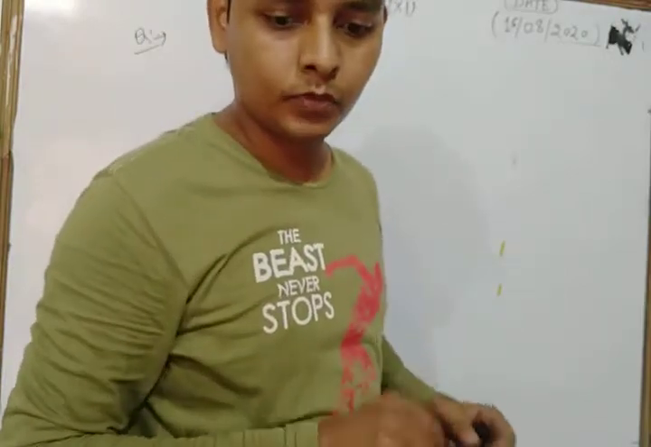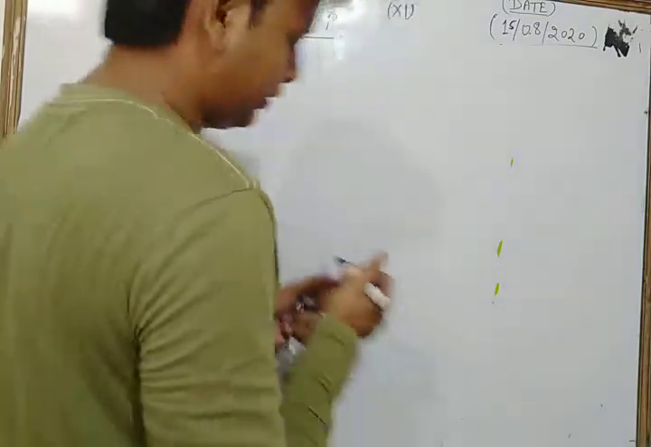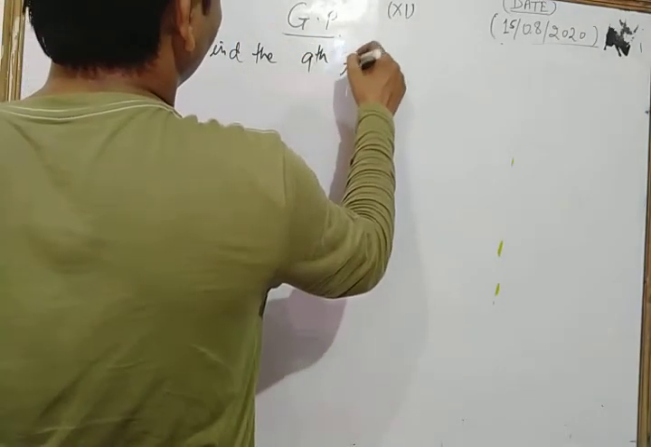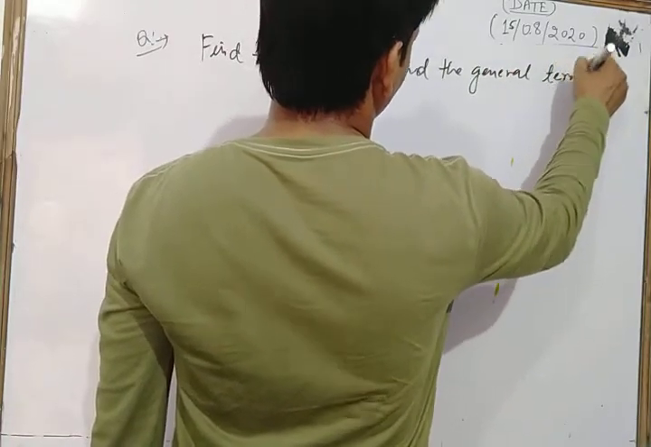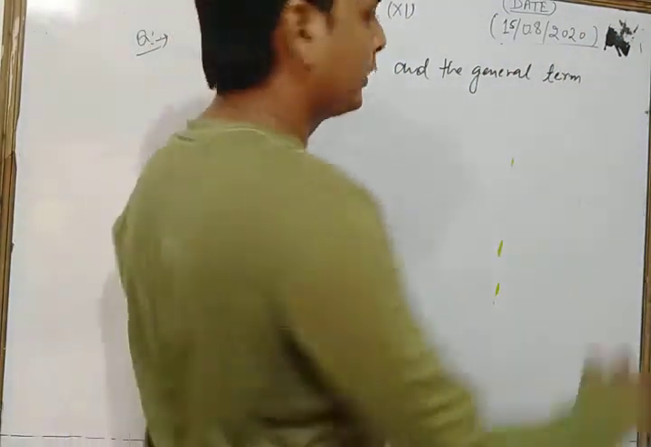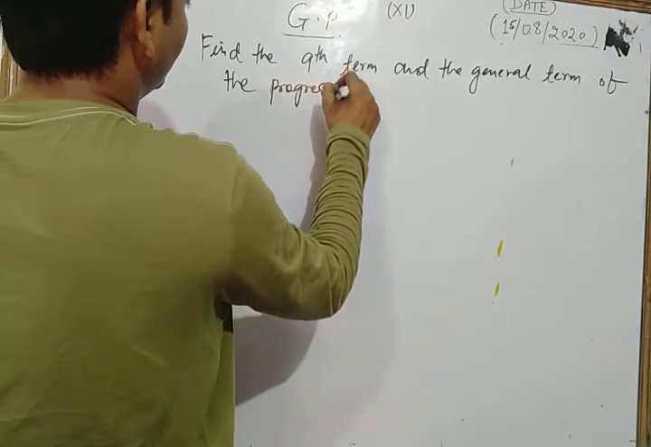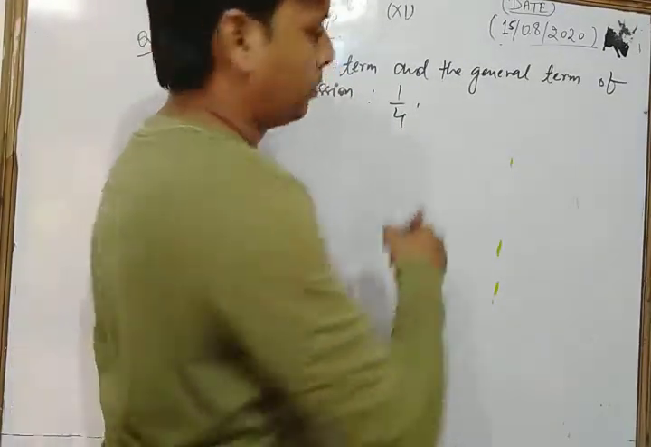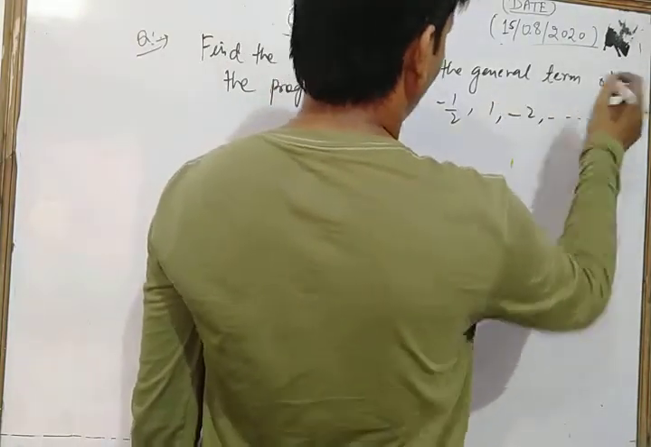Let's see a question. Find the ninth term and the general term of the progression 1 upon 4, minus 1 by 2, 1, minus 2, and so on.